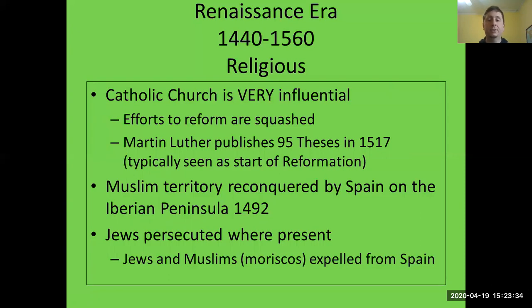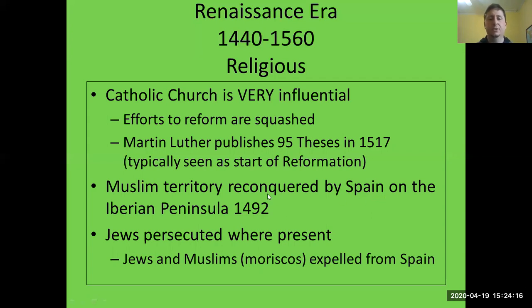influential. And so efforts to reform are squashed, flattened, though it is in this era, 1517, when Martin Luther publishes his 95 Theses. We'll talk more about the Reformation as a movement in the next video. But 1517 is typically seen as the start of the Reformation, though as we learned in class, this is not the first attempt to reform the Catholic Church. There were others. They just typically ended with whoever stood up to the church getting lit on fire. And we'll talk more in the next video about how Luther doesn't get caught on fire and what makes him so special.